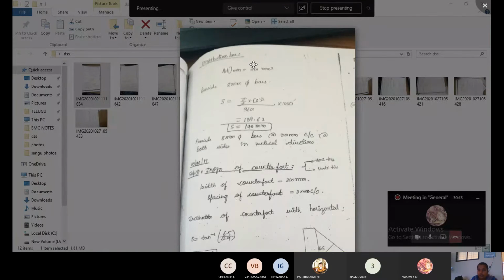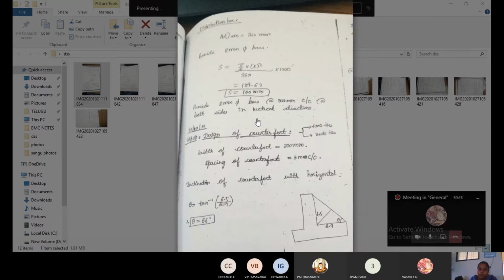Now here we'll calculate distribution bars. AST minimum is equal to 360 mm square. So here we will provide 8 mm dia bars. Spacing formula is equal to pi by 4 into 8 square by 360 into 1000. Calculation will get 2 so, 8 mm dia at 300 mm center to center at both the sides in vertical directions.